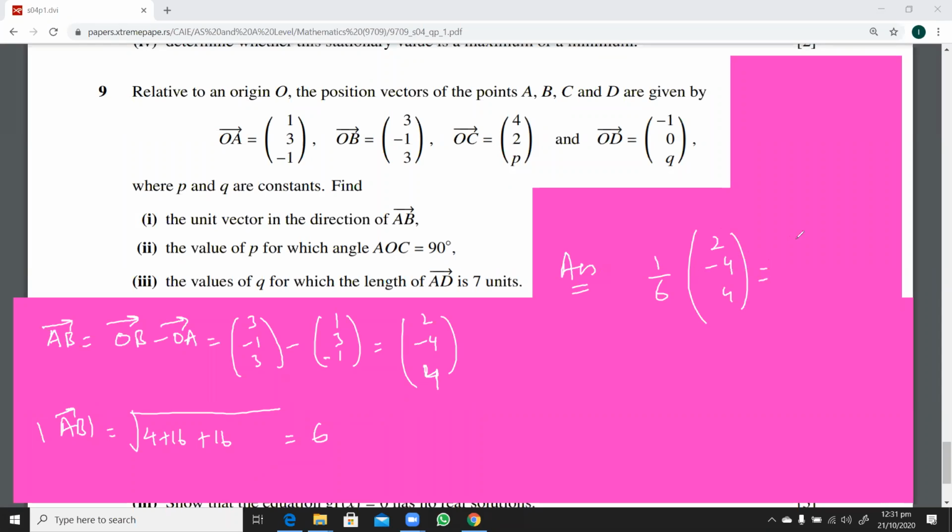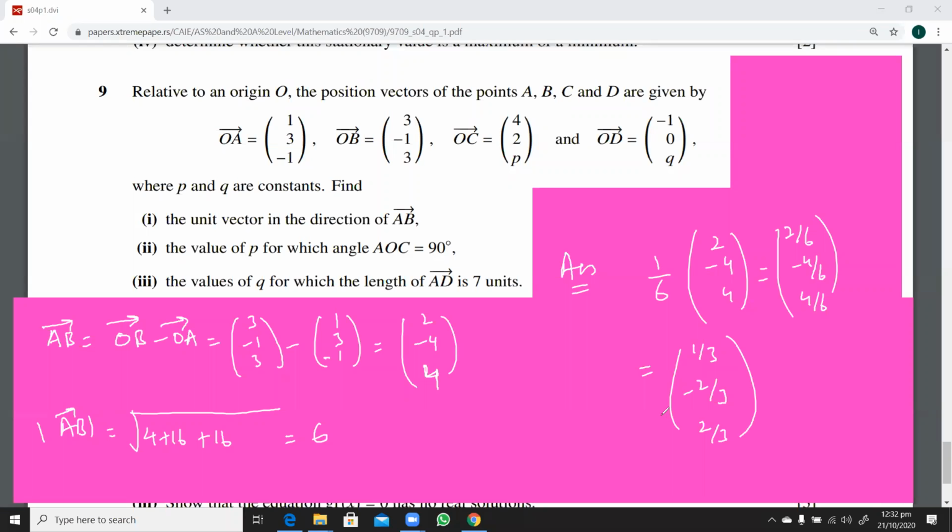And you can divide this 6 inside. This is 2 over 6, minus 4 over 6, 4 over 6. And you can also write it as 1 over 3, minus 2 over 3 and 2 over 3. Okay? So that is how you find this AB.